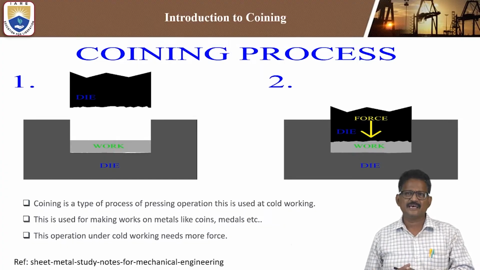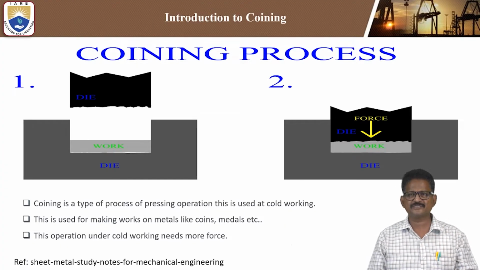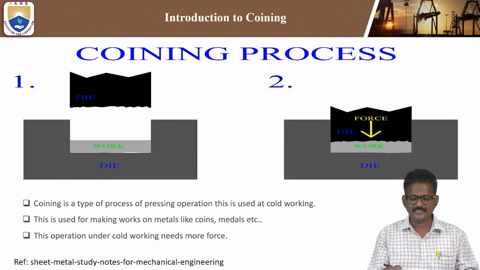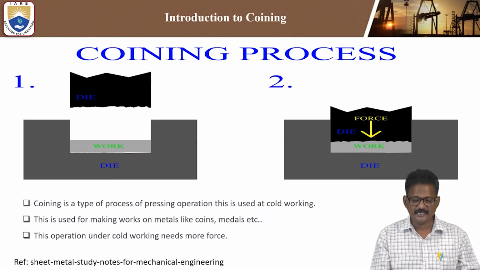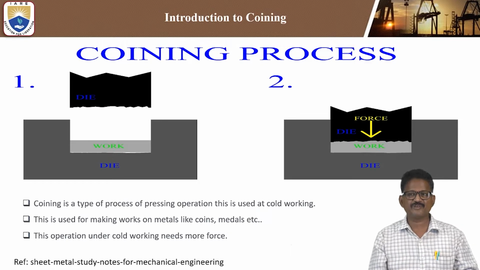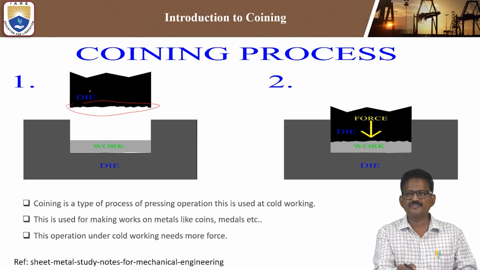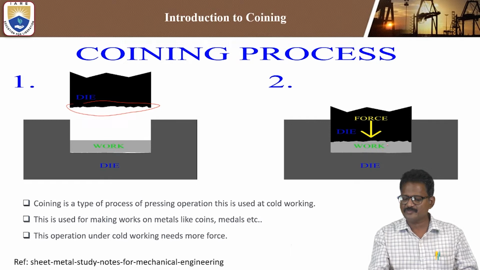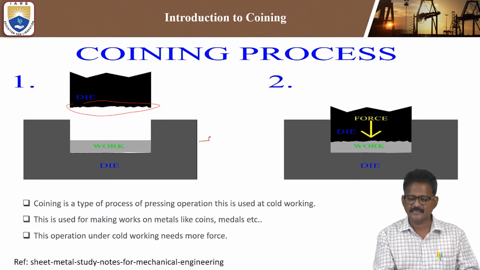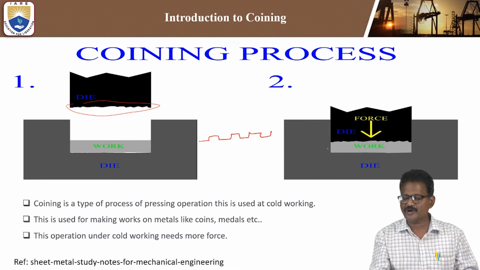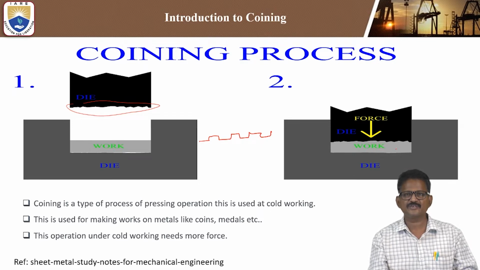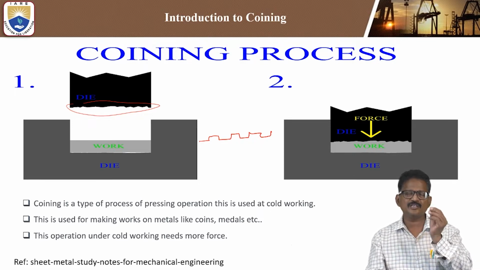Let us see a simple introduction to the coining process. The diagram shows a three-dimensional view. There will be a die and a punch, with the work in between. When you apply force and pressure, the workpiece takes the shape step by step, or whatever the shape on the punch, the same shape will be obtained in the workpiece. This is what comes under the coining process.